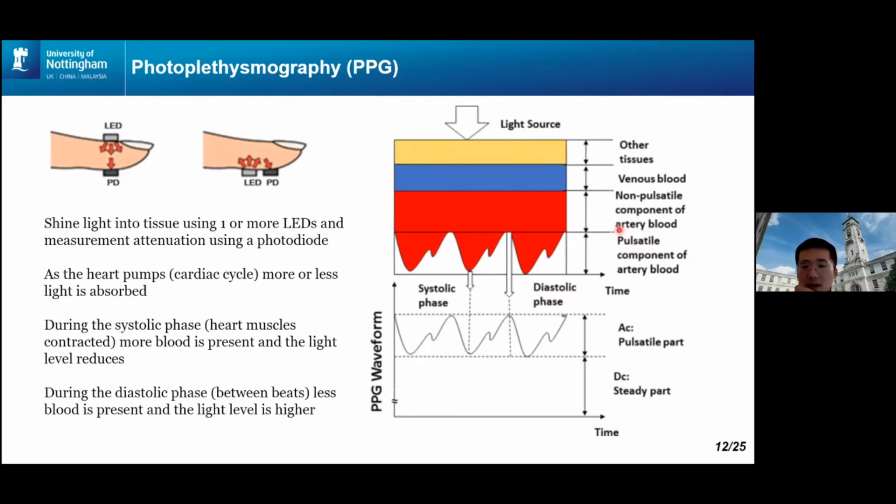And here you have the periodic signal change, that is the AC component. The AC component refers to changes in the blood volume during the systole and the diastole phase. Changes in the blood volume can be used to calculate the average heart rate, which is one of the major applications of PPG, among others, as mentioned above.